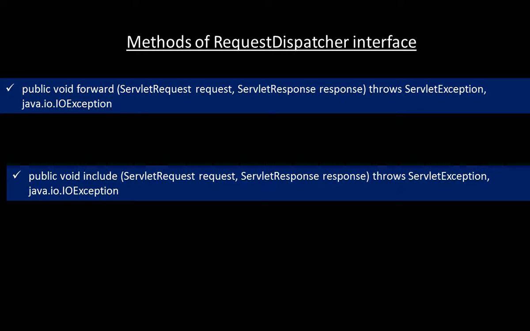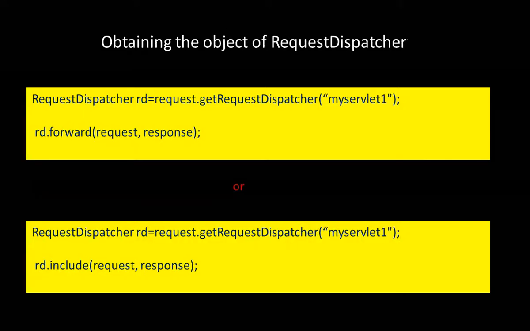Now you can see it yourself that the forward method will simply take the control to the target page. Right, it will dispatch the control to the target page and the current page will be left. But in case of include, the output of that page that we are including will be inserted into the output of the current page. Control will not be transferred to the target page.